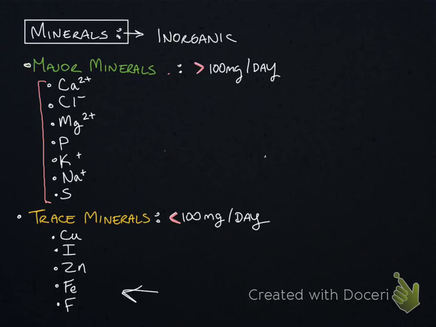From your trace minerals, there are many different trace minerals, but these are the 5 that I'm going to ask you to know. From these, zinc is used in immunity and wound healing. And then iron is, of course, a component of hemoglobin.